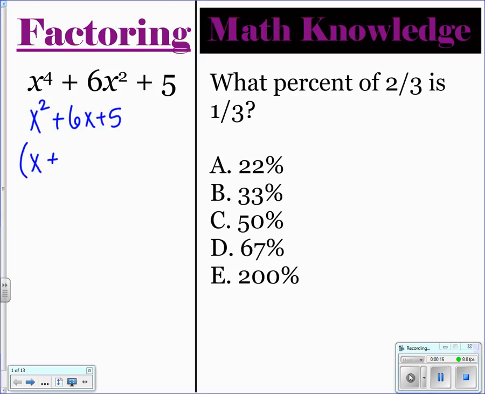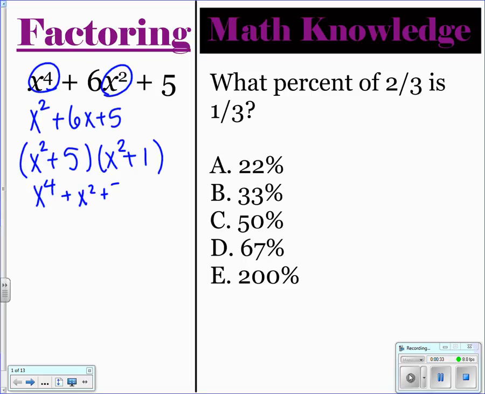That would factor as (x plus 5) times (x plus 1). Now, we have an x to the 4th. The only thing that's going to multiply by itself to give you x to the 4th is x squared. And if you look here, we have x squared. And so when you distribute, you would get x to the 4th, and you would have 1x squared, and then 5x squared, and then plus 5. And those two together make the 6x squared. And so this would be how you factor that factoring question.